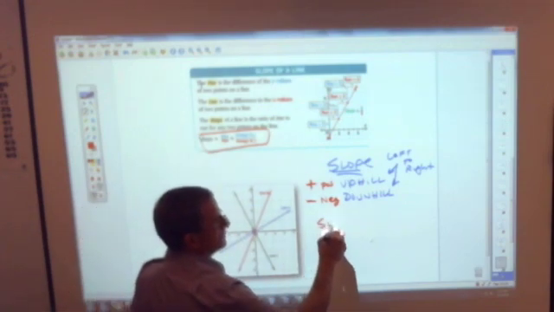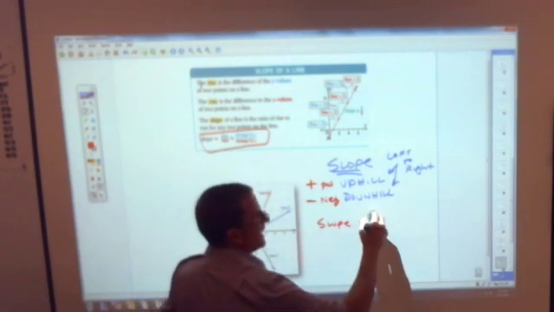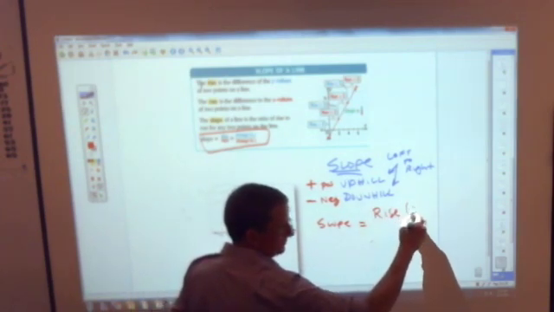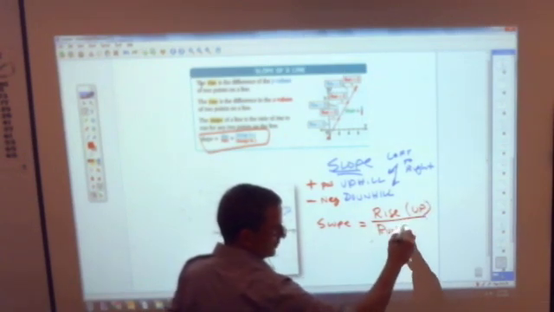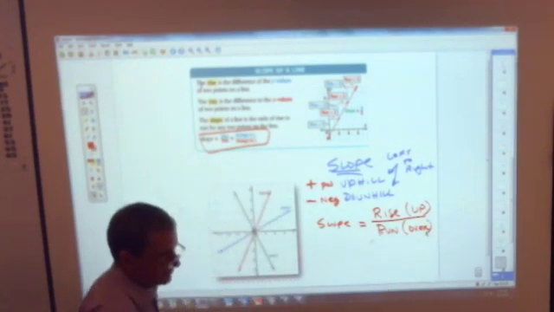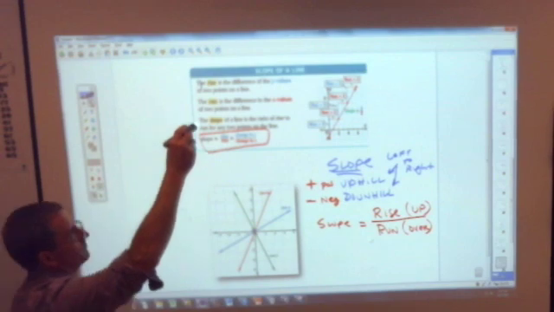Slope is the rise, which is how far up, over the run, which is how far over the thing goes. And what you must do, they show you, I'm going to blow this up in big form here.